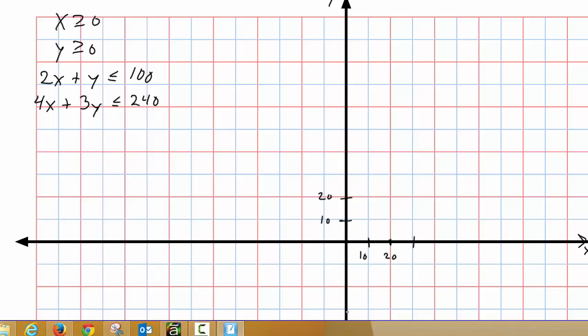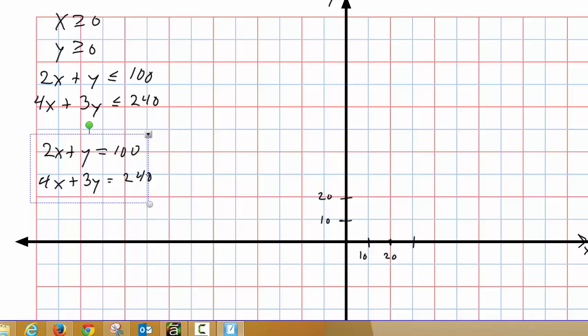So that's fine. Now we need to graph 2X plus Y. First of all, we need to graph the associated lines. So namely, we want to look at 2X plus Y equals 100 and 4X plus 3Y equals 240.